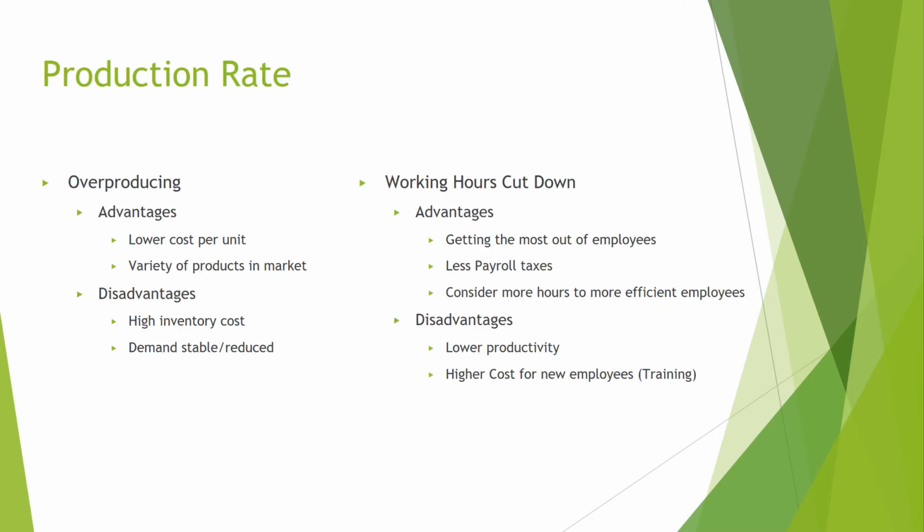For production rates, overproducing and working hours cut down are major factors. The advantages of overproducing are lower cost per unit time and a variety of products in the market. As for disadvantages, there are high inventory costs, and demand is not stable, meaning it can go up or down, and it will eventually affect your cost.